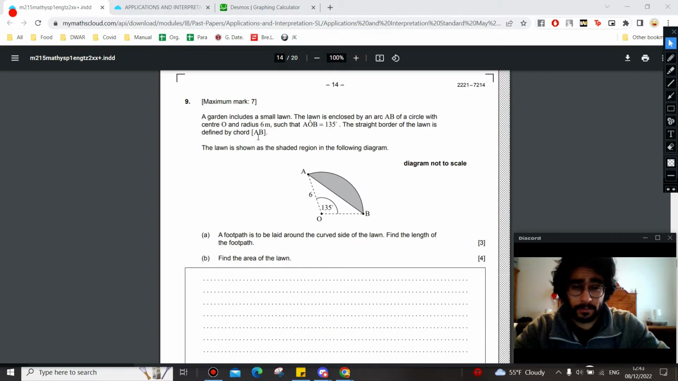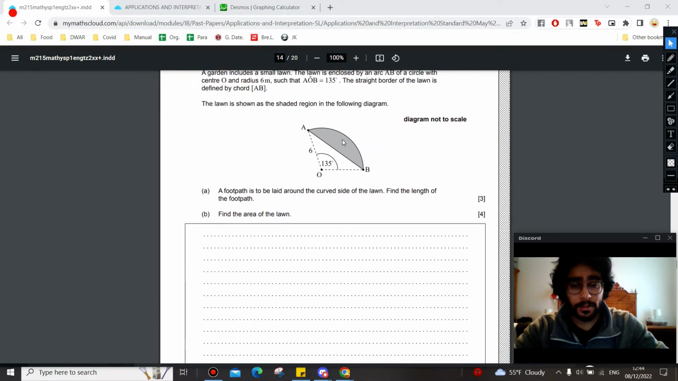Question number 9. A garden includes a small lawn. The lawn is enclosed by the arc AB of a circle with center O and radius 6 meters, such that AOB is 135 degrees. The straight border of the lawn is defined by the chord AB. The lawn is shown as the shaded region in the following diagram. All of this information is given in the diagram anyway. Usually that's what IB does, but I'm just reading it just in case.